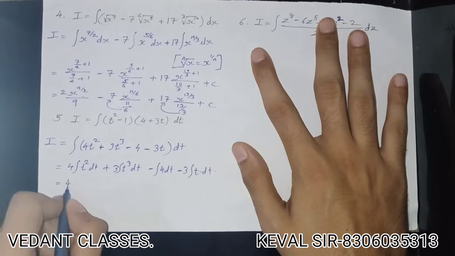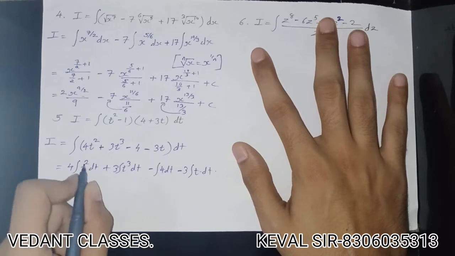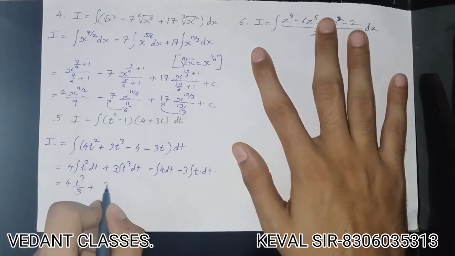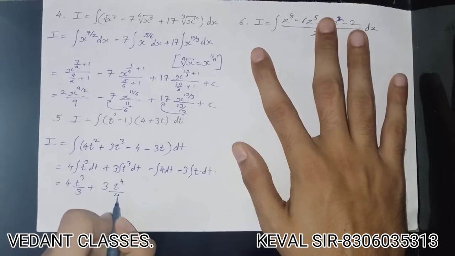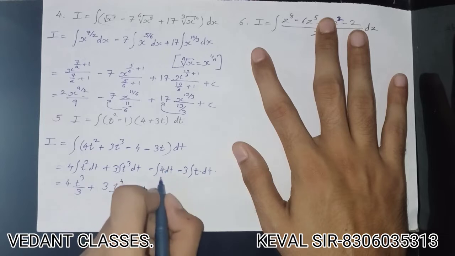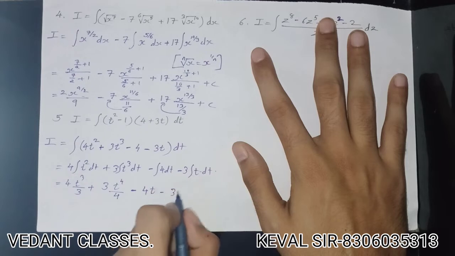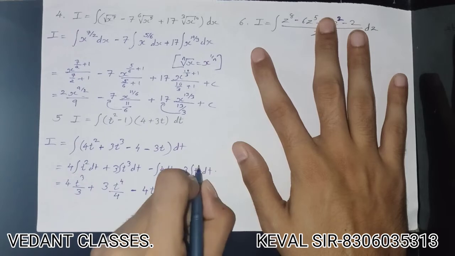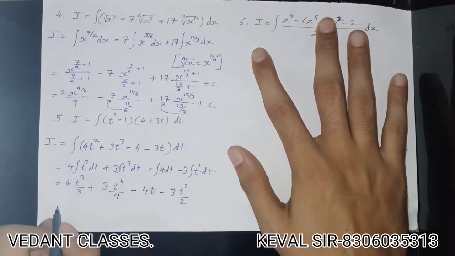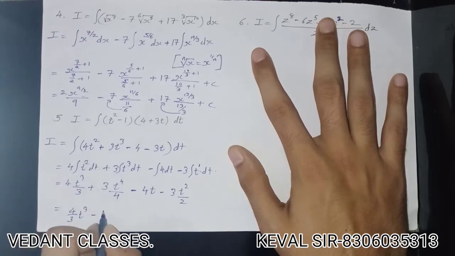So this will be 4 t cube by 3, plus 3 t raised to 4 by 4, minus, taking 4 outside the integration, integration of dt will be simply t, and this will be minus 3 integration of t will be t square by 2, because here power is 1. Okay, now write it in a proper way: 4 by 3 t cube plus 3 by 4 t raised to 4 minus 4t minus 3 by 2 t square.